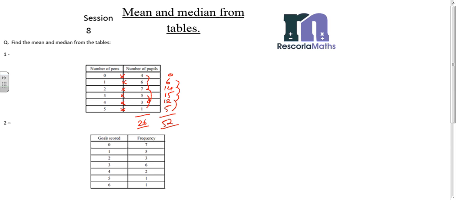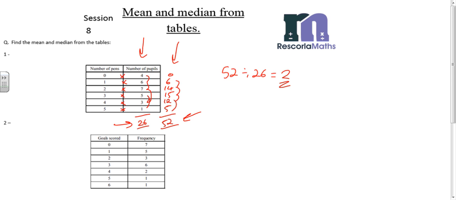Then what we do is we do this number divided by the total frequency. So it's always the total of this divided by the total frequency. So 52 divided by 26, which you don't need a calculator for, but if you wanted to use one, that's fine. And that equals 2.